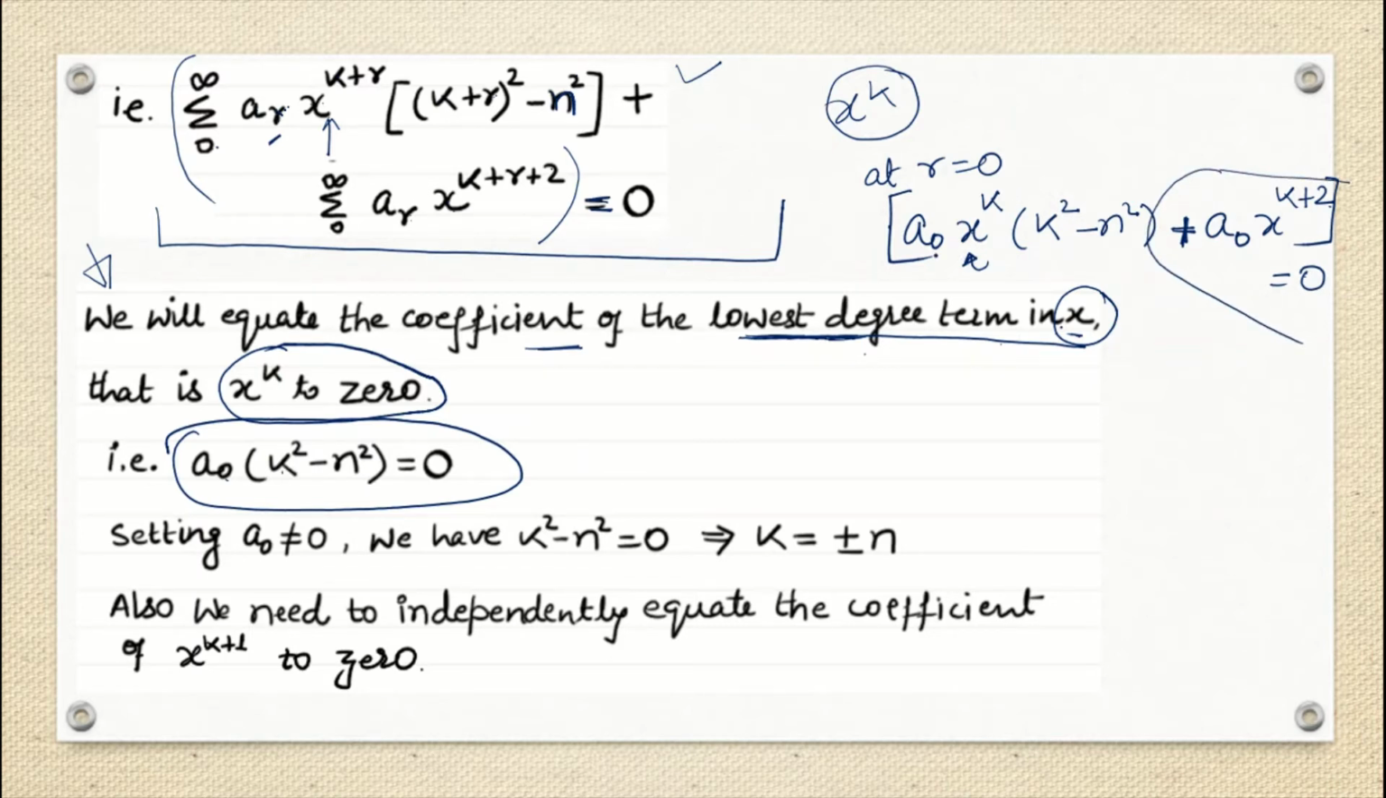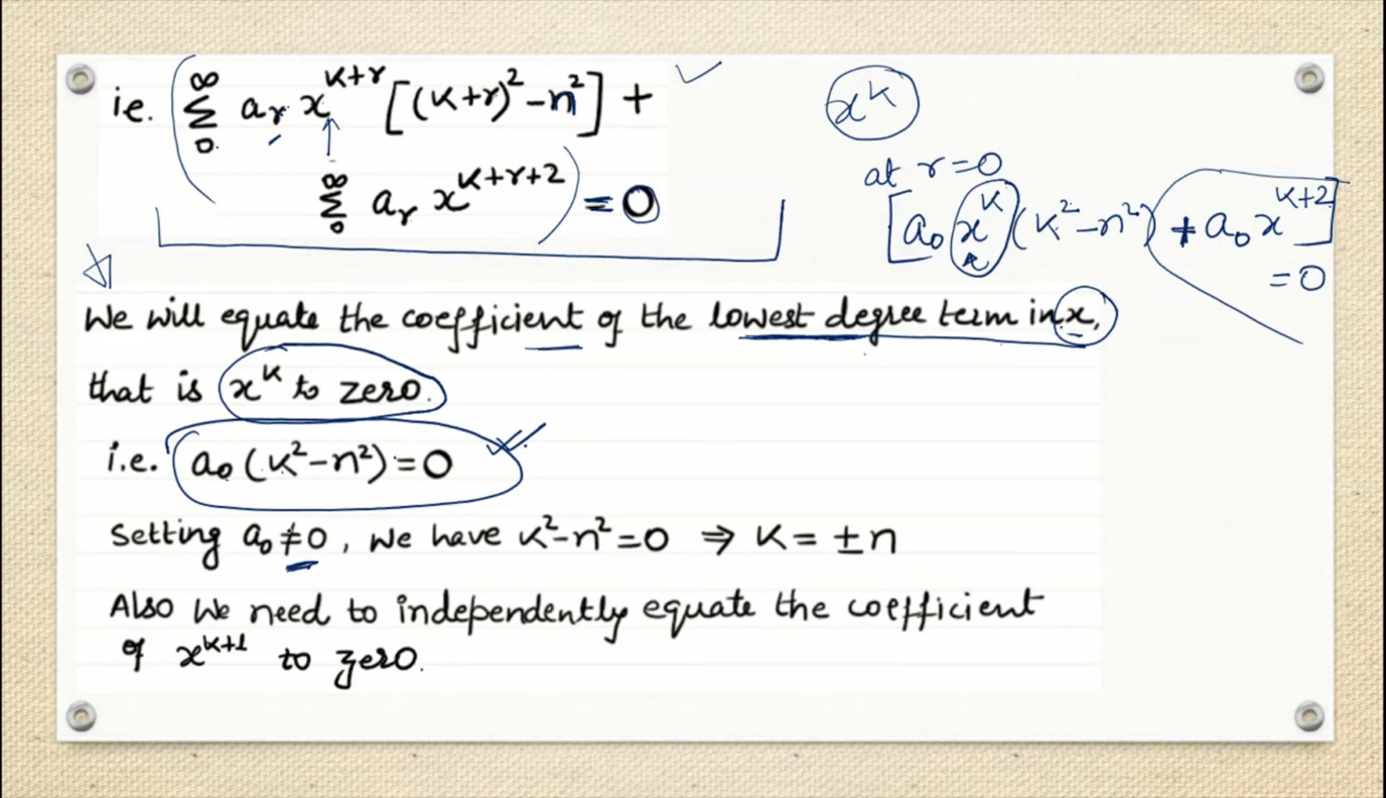So what is the coefficient of the lowest degree of x? The coefficient is a naught k square minus n square. Since the complete solution is nothing but 0, I am starting by equating this term to 0 independently. So here I am writing down this is 0. If I have made it 0, what I'm writing down here is that I'll just assume that a naught is not equal to 0. I'm just saying that a naught is not 0.